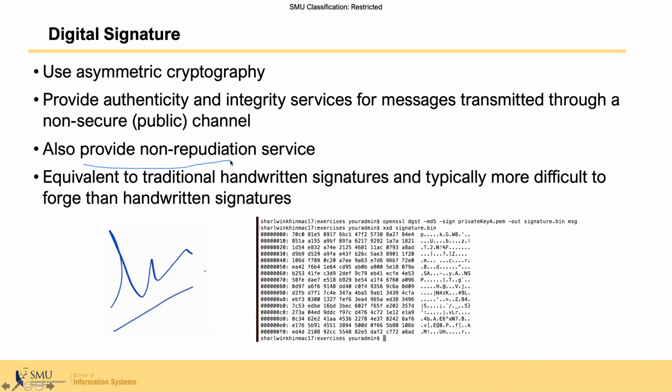It means that if the signer has signed a message and sent it over, he cannot later deny the fact that he is the one who indeed signed the message. He has to take accountability because of the use of the private key. He is the only one who has the private key, and he is the only one who could have produced the signature. That is called non-repudiation service.